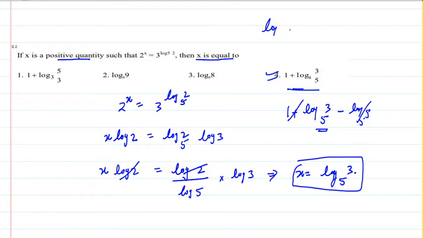If I have log of A divided by B base C, I can rewrite that as log of A base C minus log of B base C. In this case, B and C were equal, so I'm able to cancel it out. So my answer is option 4.